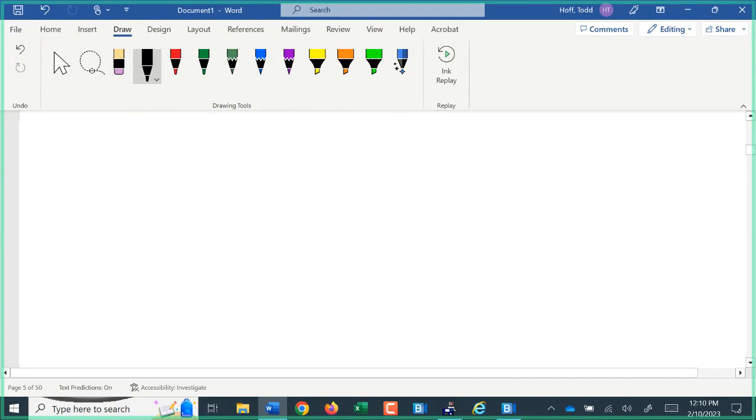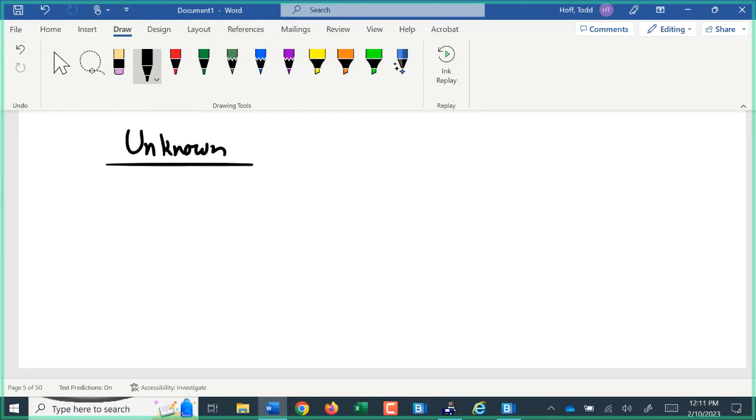We will, however, go on to the next step. The next step is going to be the unknown. That is where we had things like 3x plus 7 equals 25, and we would solve for x. This is where we're going to pick up on Monday.